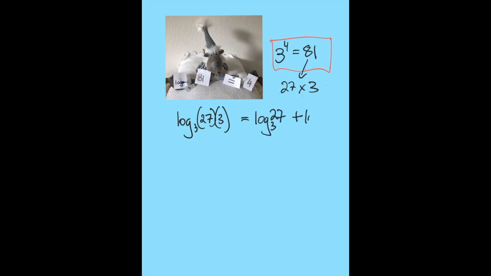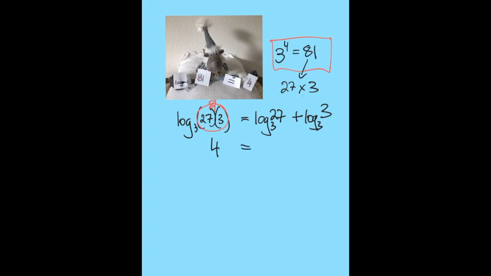Let's go back to our original example where we have log base 3 of 81 is equal to 4. And we said that the exponent version of that logarithmic equation is 3 to the power of 4 is equal to 81. Now let's break 81 down into 27 times 3. So writing that as a log, I've got log base 3 of 27 times 3. Now that is equal to log base 3 of 27 plus log base 3 of 3. We know that this is equal to 4. Log base 3 of 81, because this is 81, is equal to 4.